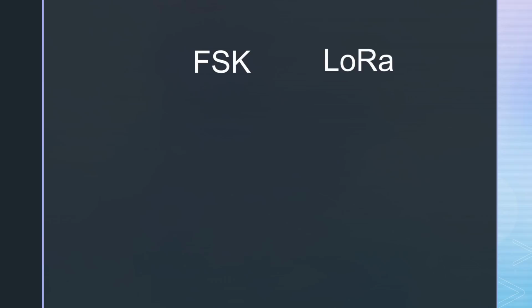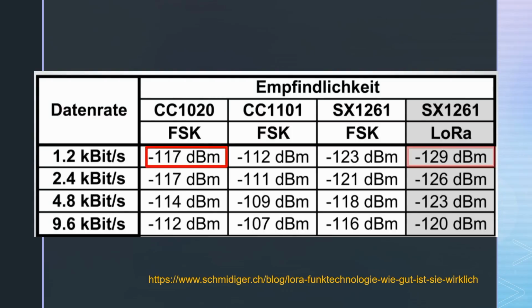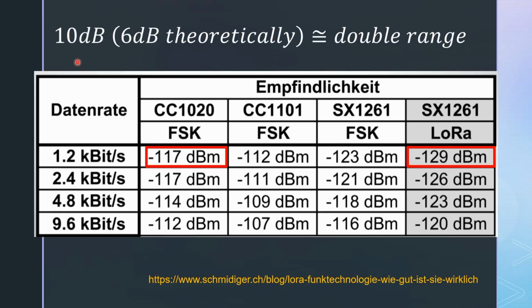Its bandwidth is 125 kHz and not only 10 kHz of regular FSK APRS. Usually we reduce the bandwidth to get better sensitivity. Not here. They can get much more sensitivity, particularly with low data rates with this big bandwidth. Keep in mind, 10 dB more sensitivity at least doubles the range.